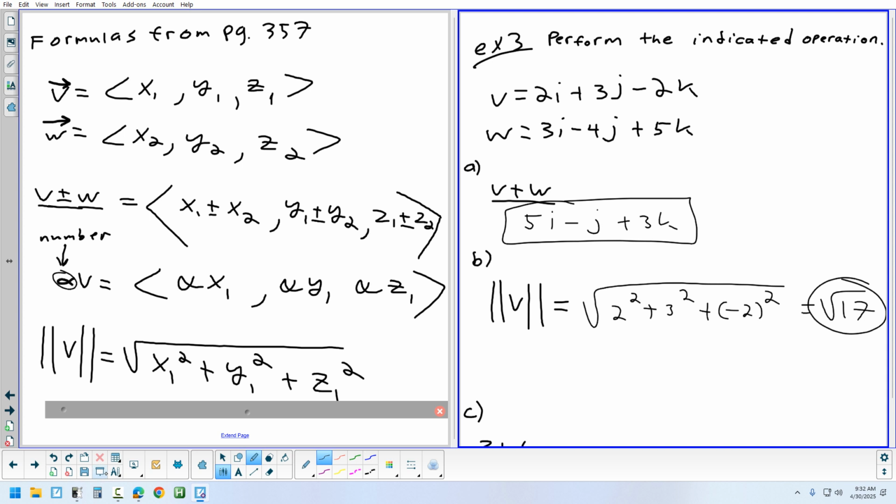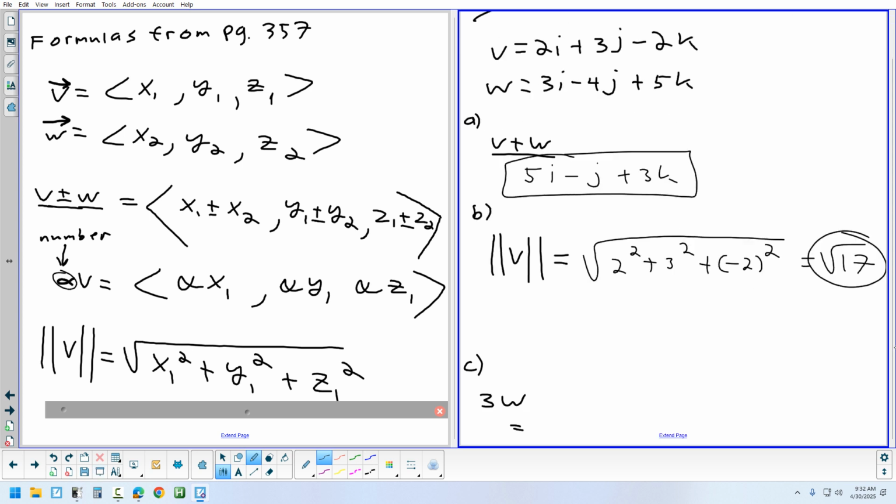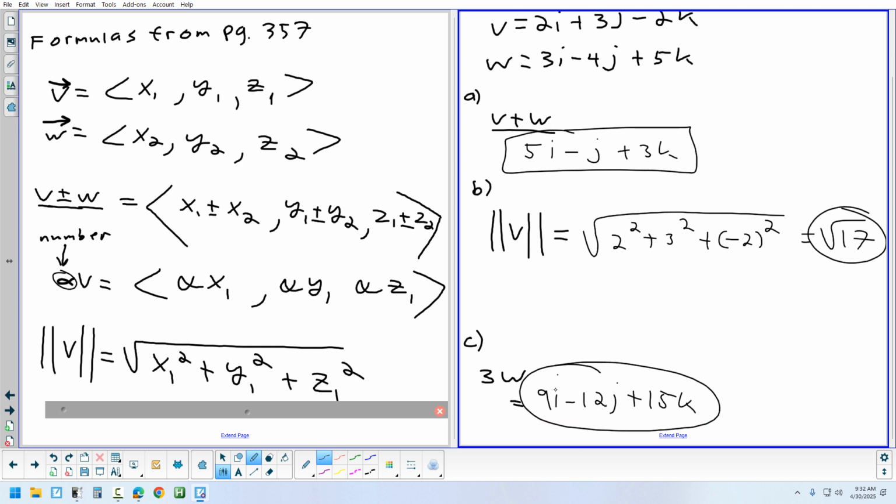Okay. Let's try a scalar. So now I want to find 3w. All right, anybody think they can tell me what 3w would be? Ricky? 9i minus 12j plus 15k. Okay, perfect.